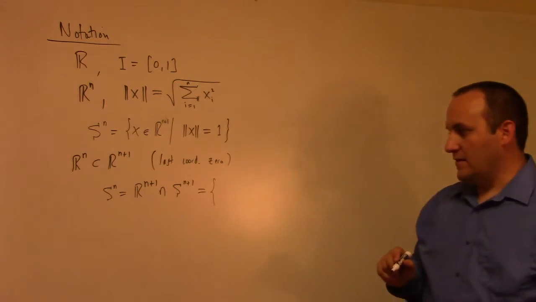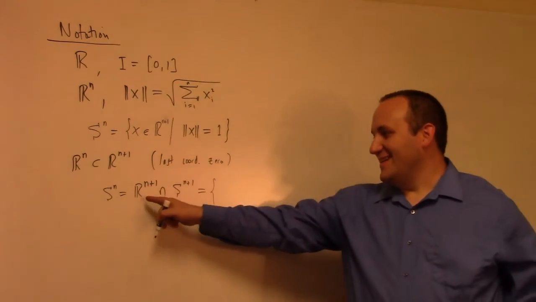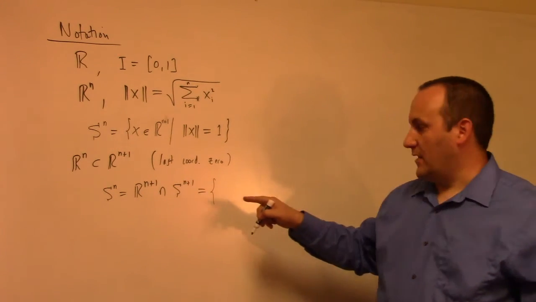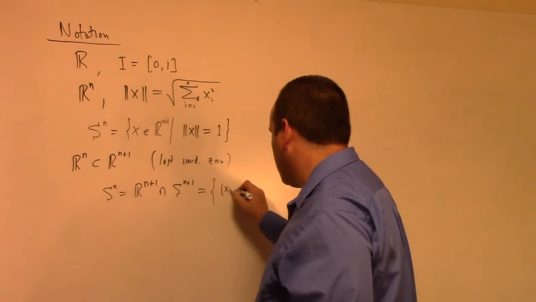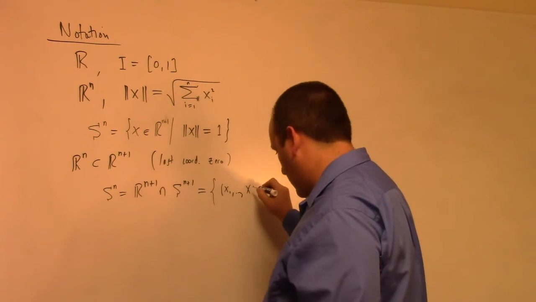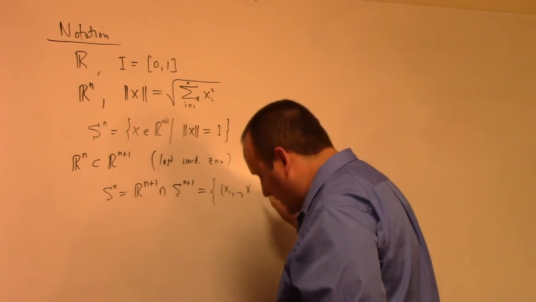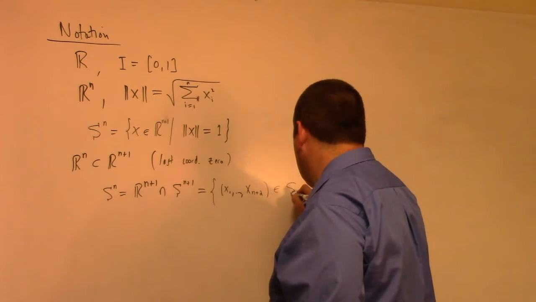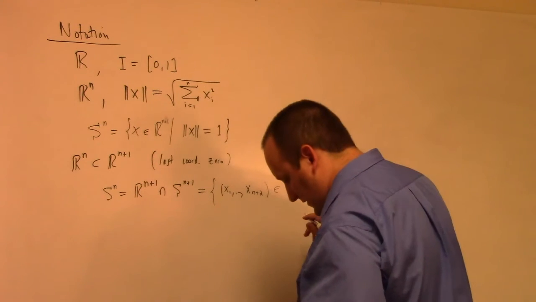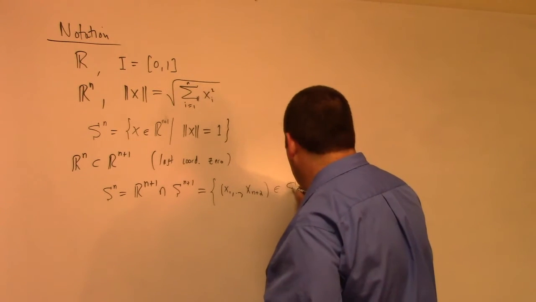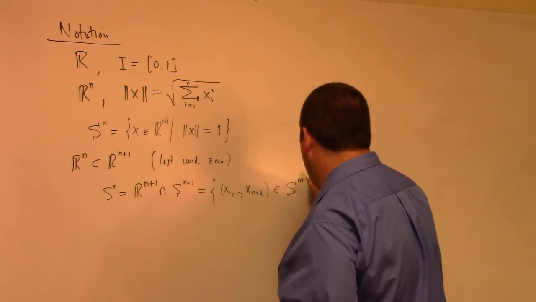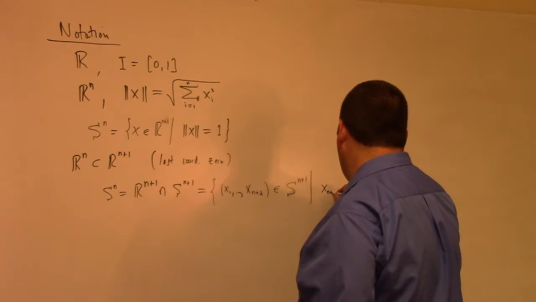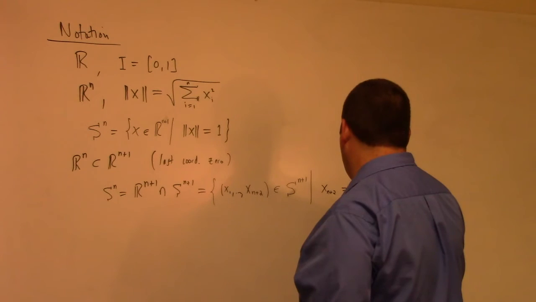All right. So this is the Rn+1 in Rn+2. All right, so this is actually like x1 through x n+2 in Sn+1 such that the last coordinate is 0, right?